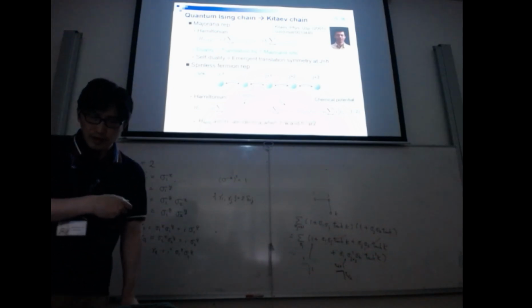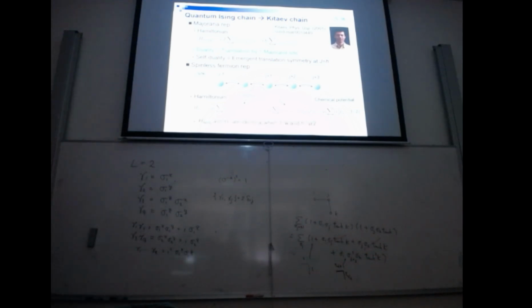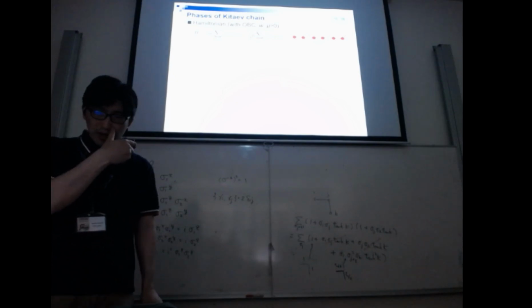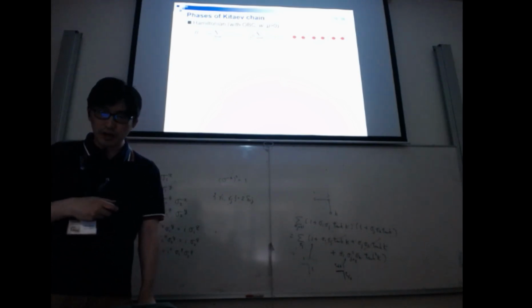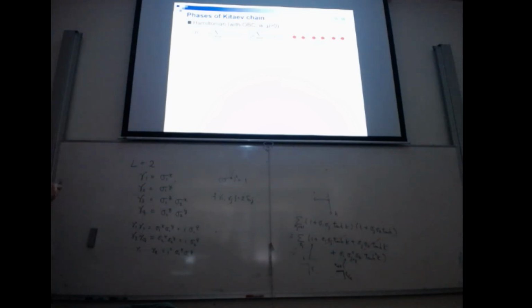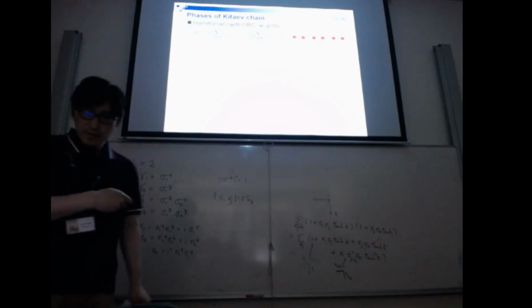And this H Ising and H naught are identical when you identify J with W and this H with mu over 2. So now let's discuss the phases of the Kitaev chain. And this is the Majorana expression for the Hamiltonian.